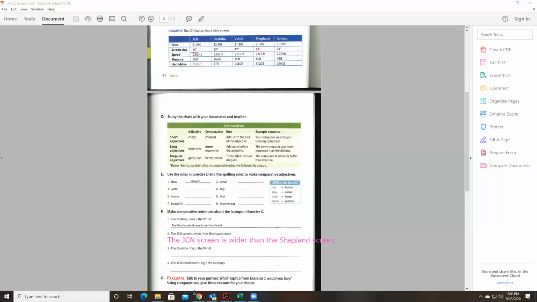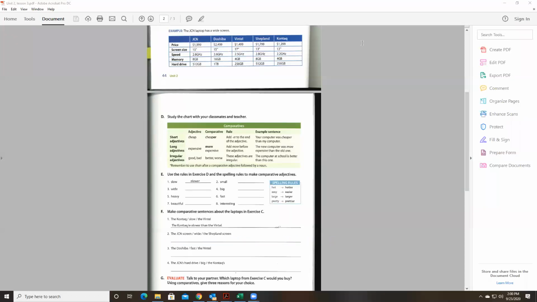Okay, now I also want you to take a look at G. It says, talk to your partner. Which laptops from exercise C would you buy? And use comparatives and give 3 reasons for your choice.